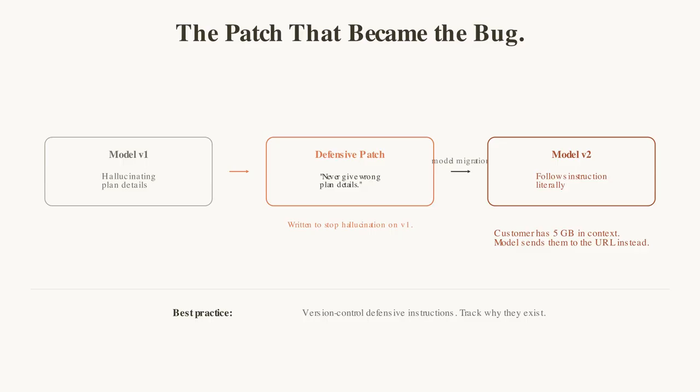Patch debt: an instruction written to stop a hallucination on one model causes a different failure on the next. Example: never give wrong plan details, point to the URL. Written to stop hallucination on v1. On v2, followed literally, the model withholds correct information already in context. When to apply this rule: at every model migration, audit every defensive instruction. Check why it was written. If the original failure no longer occurs, delete the patch.